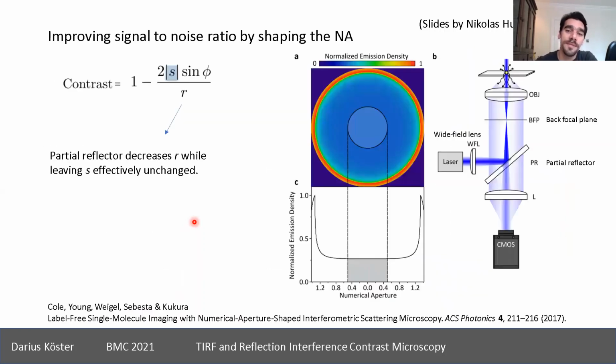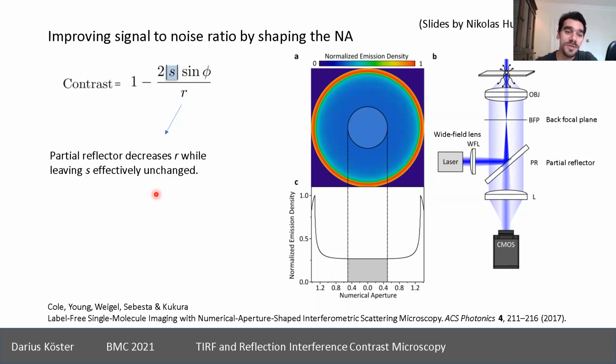There are also further developments, of course, to improve the signal to noise ratio. So you can, for example, change your reflector in such a way that it takes out most of the reflected light by just blocking the center part of your light. So you only detect the scattered light that is more on the outside, and that's another way how you can push up the sensitivity of your system.